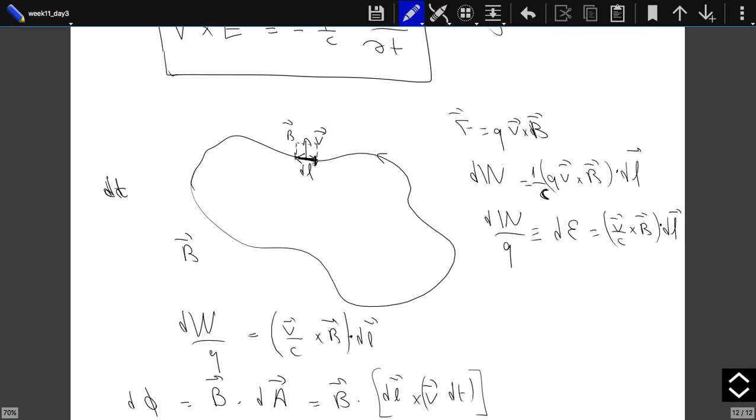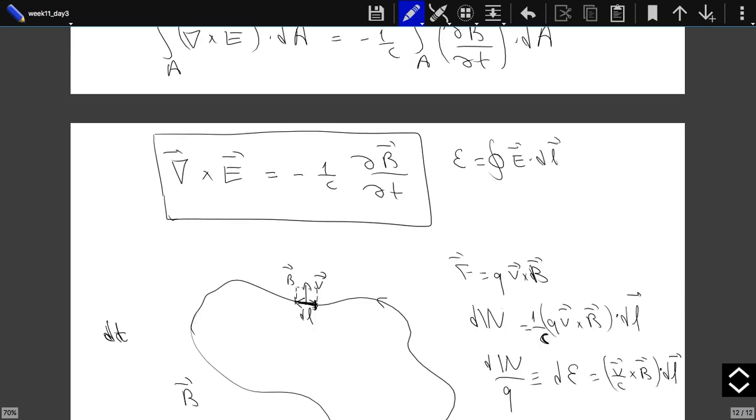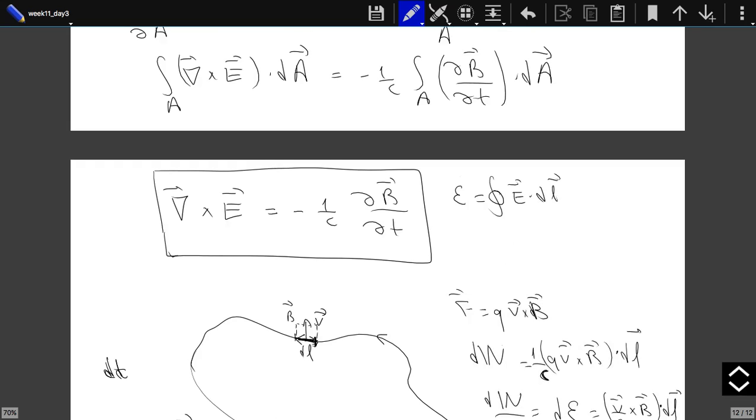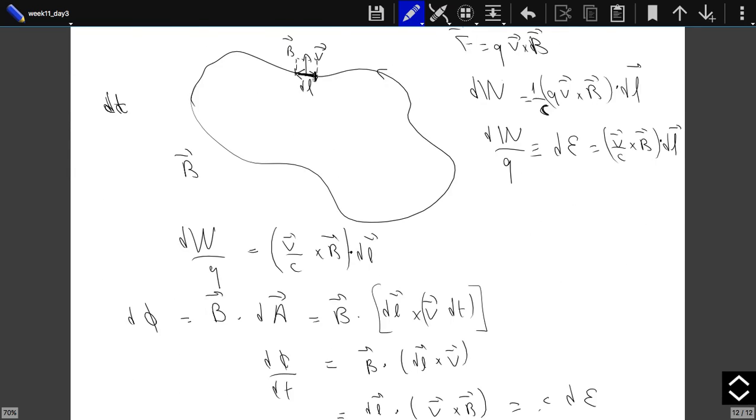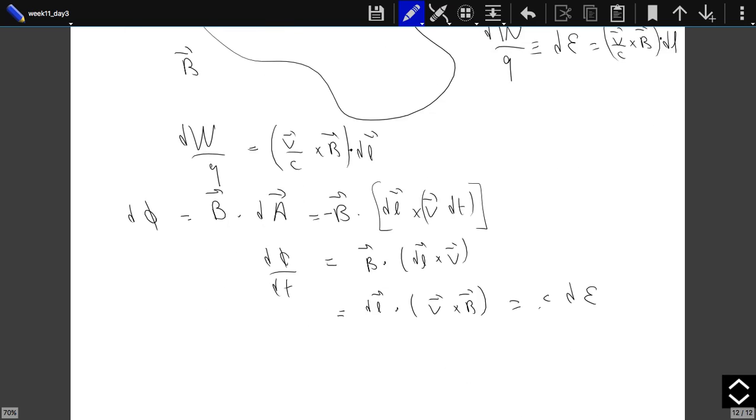Well, let us also see, dA vector is out of the screen, should be out of the screen based on our choice of dl. Right? But dl cross V is into the screen. So there should be a minus sign over there. So here there's a minus sign, here there's a minus sign, so there's a minus sign over here.